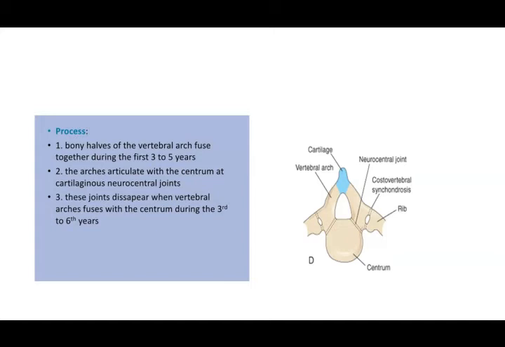Initially they are called the neurocentral joints because in the center you have the neural tube forming the spinal cord. Then these joints disappear when the vertebral arches fuse with the centrum during the third to sixth year. These neurocentral joints finish off, and then it becomes all one, a neural arch and the body.